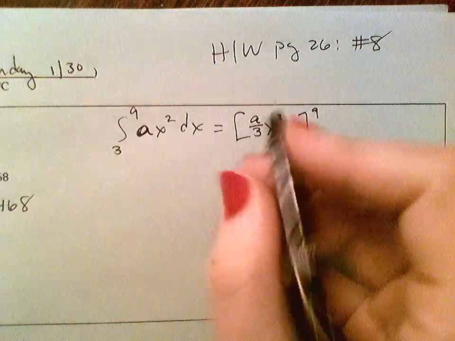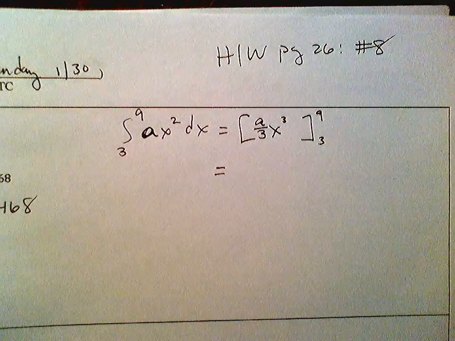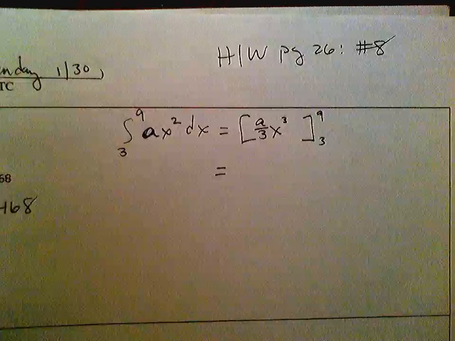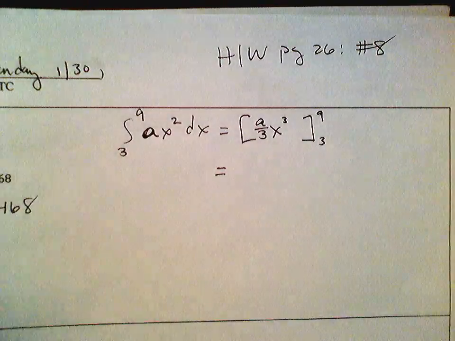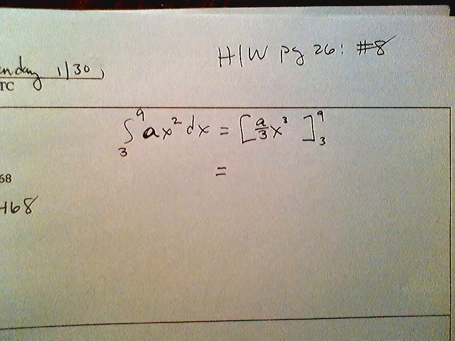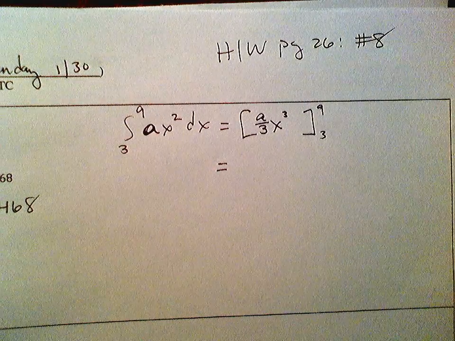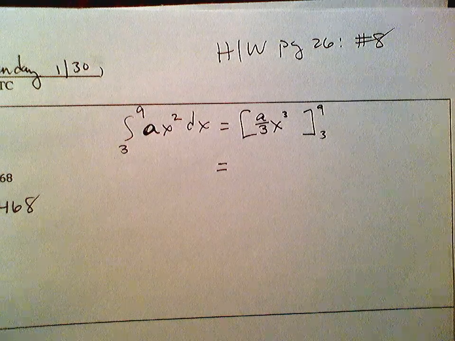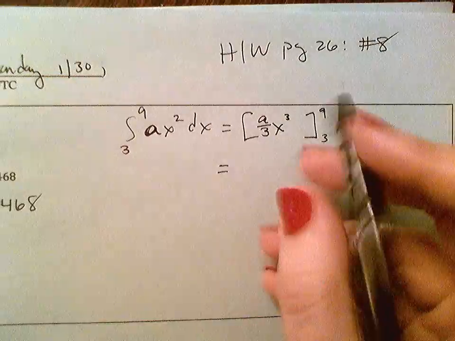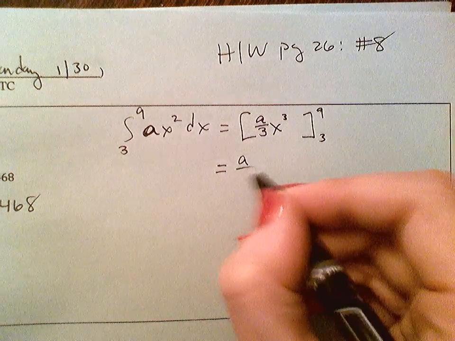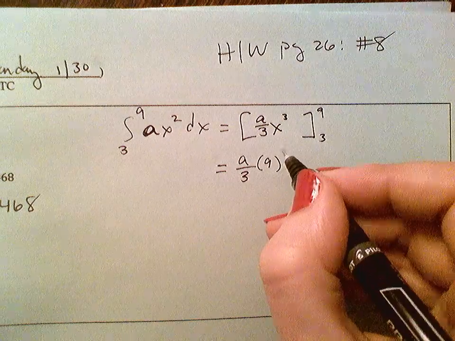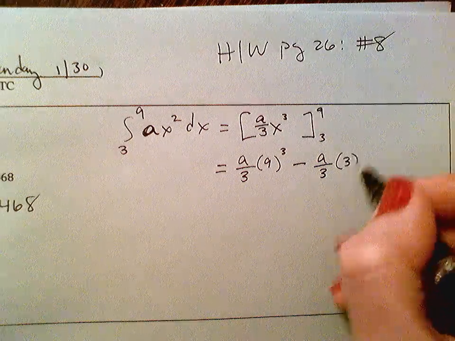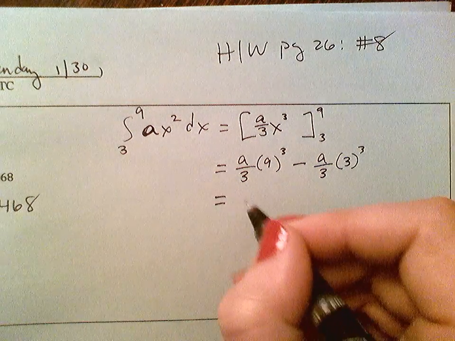Then the fundamental theorem of calculus says that this is equal to, I don't know what 9 to the third is, and I don't have a calculator. So just a second. It's going to be 81 times 9, and that's 729. So this is going to be a over 3 times 9 to the third, minus a over 3 times 3 to the third.